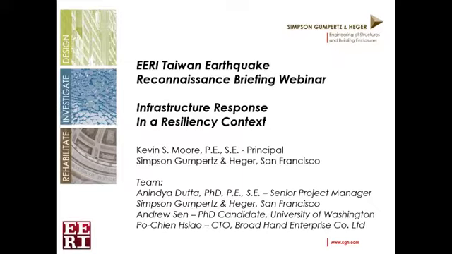I am Kevin Moore, principal of Simpson, Gumpertz, and Heger, a structural engineering firm in San Francisco, and our group also spent quite a bit of time pursuing buildings, but we saw other things while we were in Taiwan and wanted to share a different type of thought related to the damage observed and how the community responded, the community being Taiwan and even the country in general.